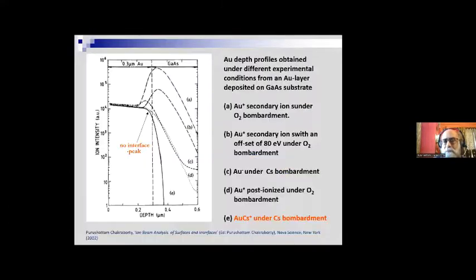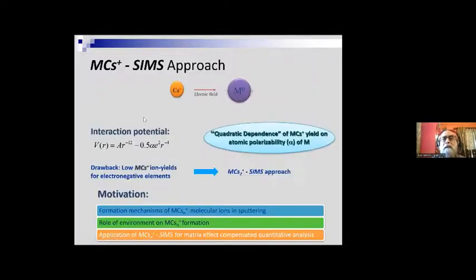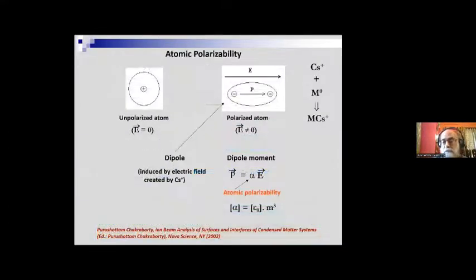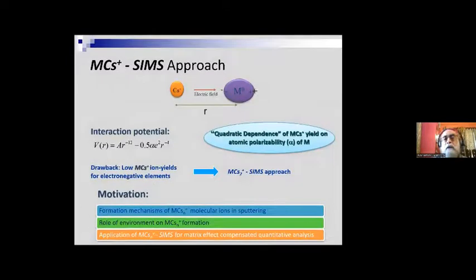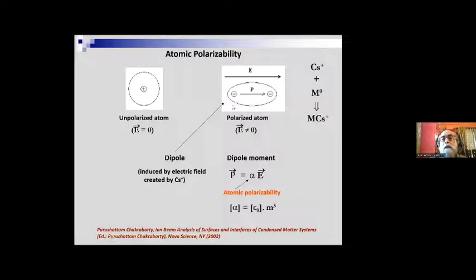Basically we are getting some kind of composition analysis. I would show you that we are using the MCs+ phenomenon, that we are using cesium bombardment. We are doing cesium bombardment, and the cesium combines with the neutral M which is emitted. As you can see, the electric field of the cesium ion is polarizing the sputtered atom, making a dipole moment, and then the electric field of the incoming probing ion is actually interacting with the dipole moment. Okay, and this is polarization.